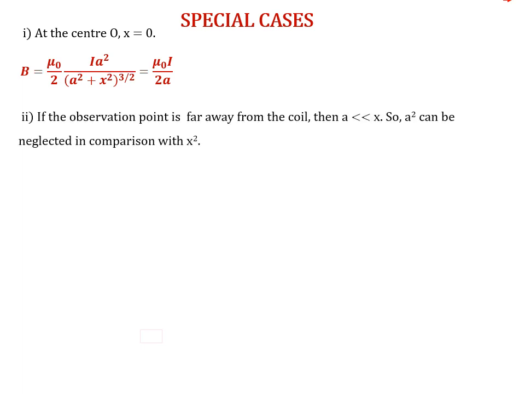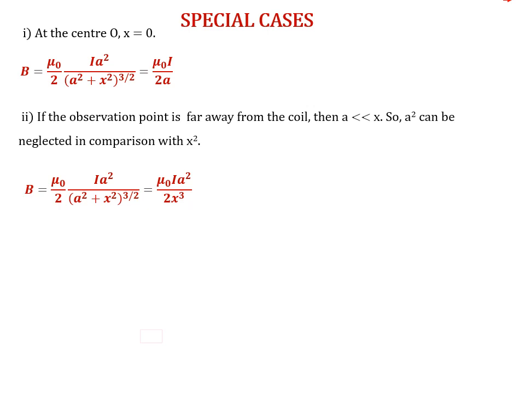We take another case. If we have a loop for which the radius is very small in comparison to x, that is the distance of the point from the center, then a square can be neglected in comparison with x square. So, the expression for magnetic field now becomes mu naught I a square upon 2x cube. That means for a given loop, the magnetic field will decrease as the value of x increases. So, the field is maximum at the center and decreases on either side of the circular loop.